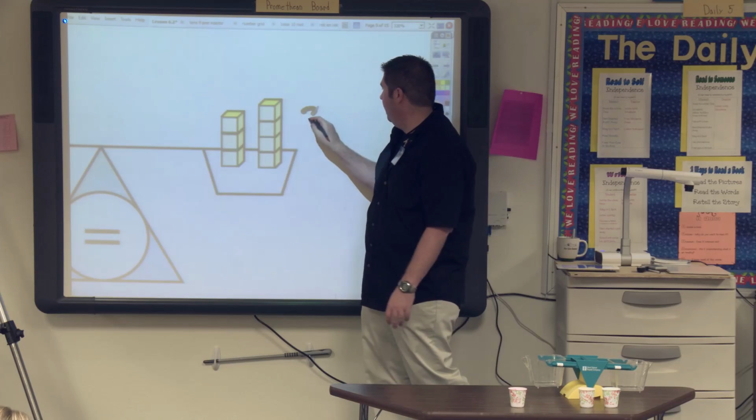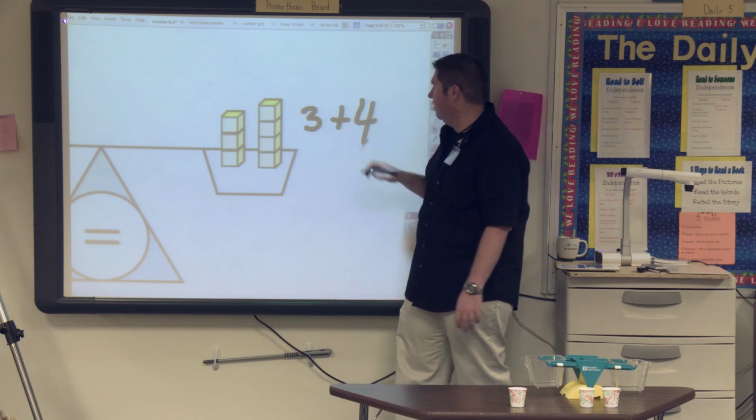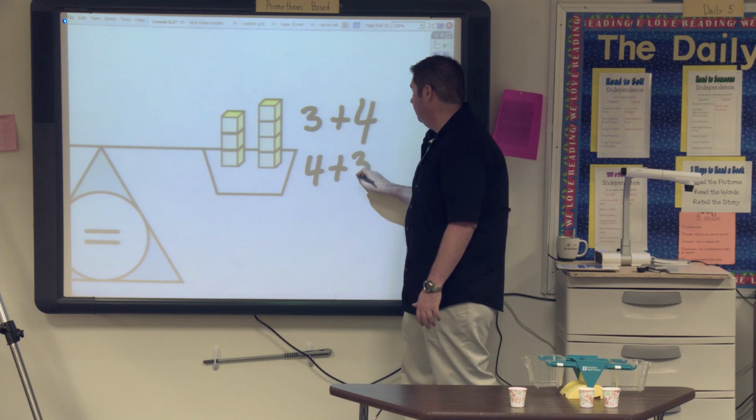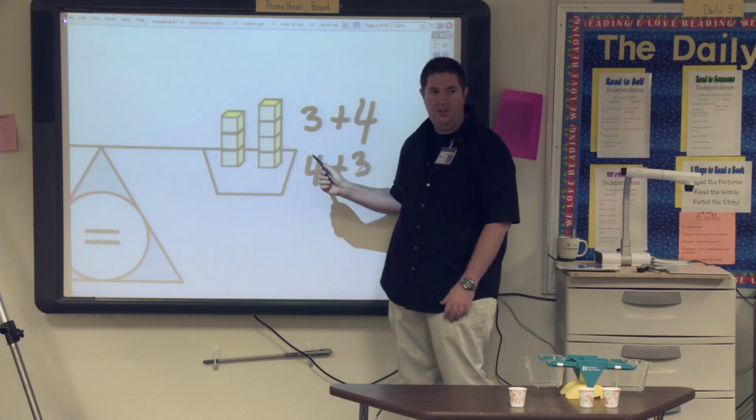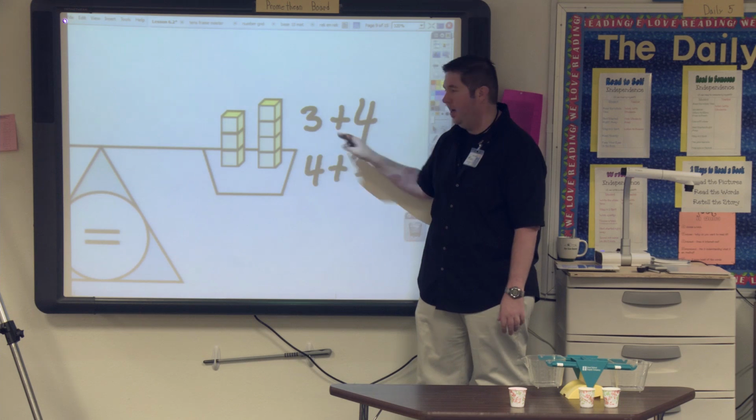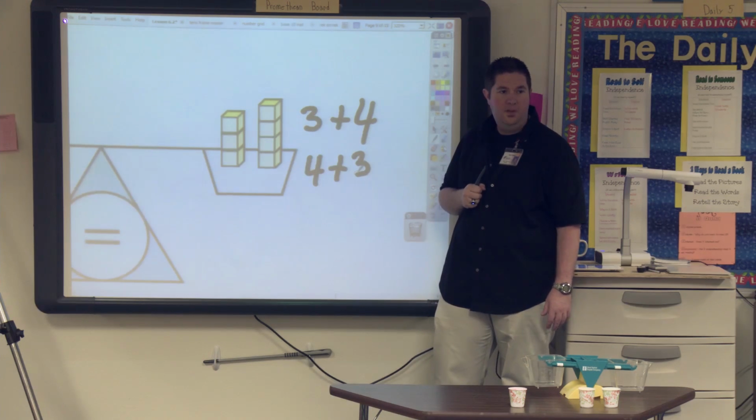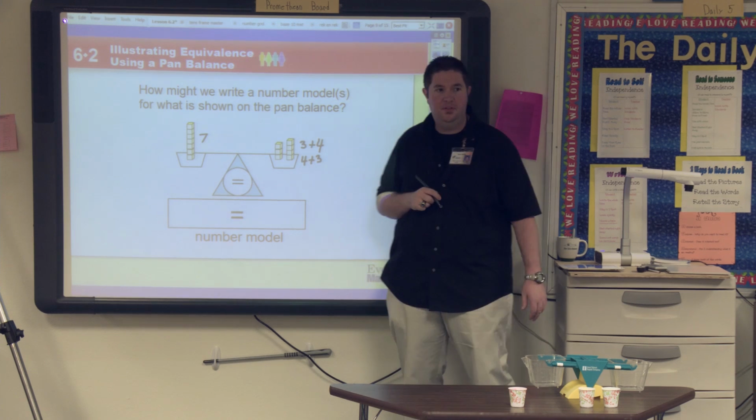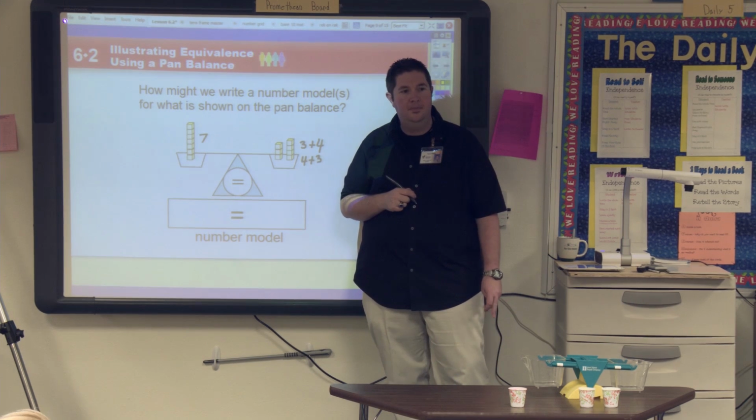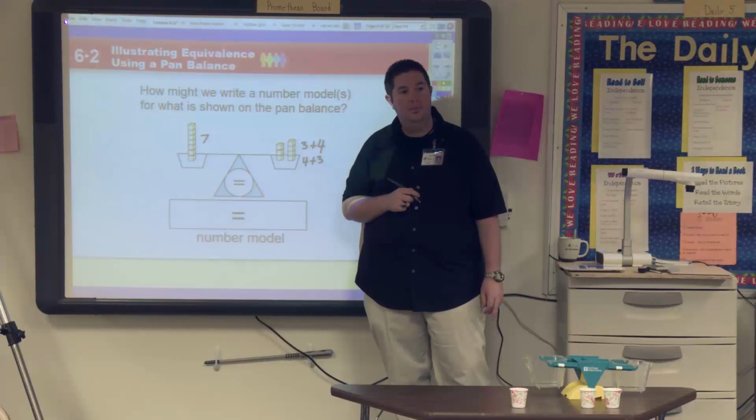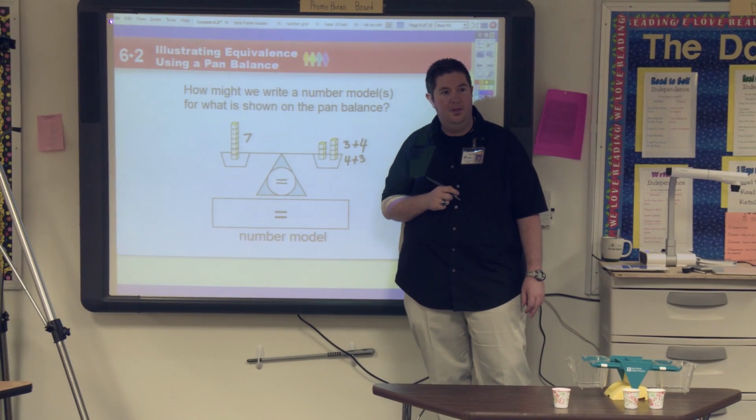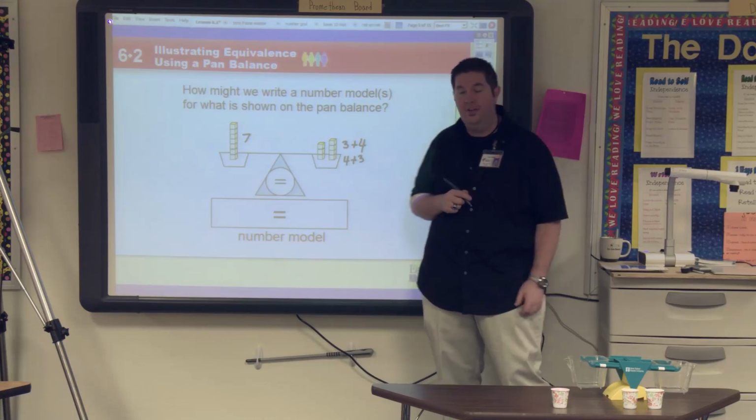Can I write that another way? Yeah. How can I write that another way? 4 and 3. I could do 4 add 3. So I could do 3 add 4. How come I can do that? How come I can say 4 add 3 and 3 add 4? Because they're both the same. And what tells us they're both the same? What strategy helps us know that? Because 3 and 4, if you switch it around, property. The commutative property, that's right. I can turn them around and good job.